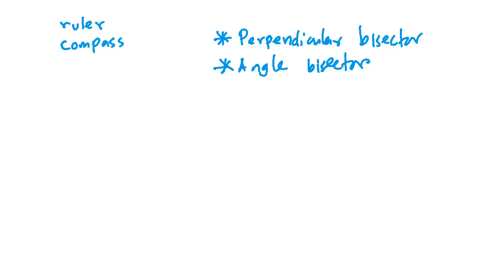Perpendicular bisector is simply dividing a line into two. If you have a line like this, and let me call this line AB, to construct the perpendicular bisector is to draw a line such that the line AB is divided into two equal parts. So this line, the perpendicular bisector, divides AB into two equal parts.